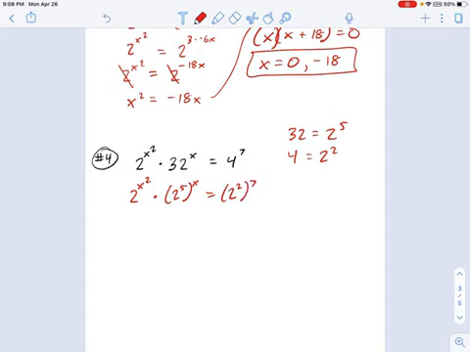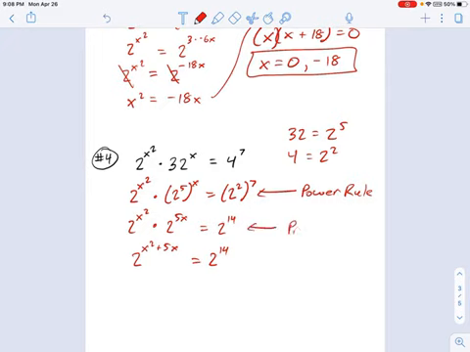So work through all those exponents. Let's see what happens. We have 2 to the x squared times 2 to the 5x equals 2 to the 14th. And now continue combining exponents. We have 2 to the x squared plus 5x equals 2 to the 14th. So a couple of notes here. At this point, I used the power rule of exponentials. And at this point, I used the product rule of exponentials. And those are the difference between multiplying exponents together in the case of the power rule and adding them together in the case of the product rule.